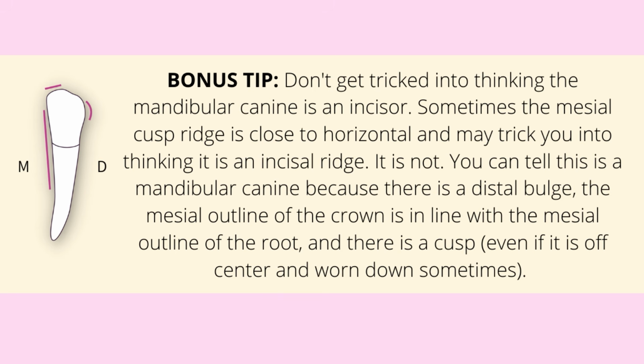Bonus tip number 2 for the canines, don't get tricked into thinking the mandibular canine is an incisor. Sometimes that mesial cusp ridge is very close to horizontal and it might trick you into thinking it's an incisal ridge. It's not. You can tell that this is a canine and not an incisor with a few things. 1, there's a cusp. Even if that cusp is off-centered and sometimes worn down, you can tell it's a canine instead of an incisor because that mesial outline is very straight. The outline of the crown matches with the outline of the root and it's very straight. There's no curving to that. And finally, there's a distal bulge on a canine, not an incisor. Don't mix the canines up with premolars and incisors.